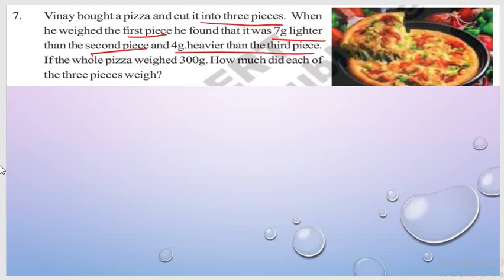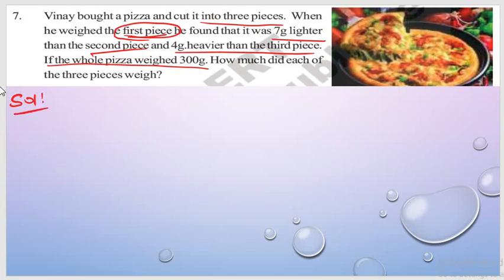So what he is saying is that he is taking both things with respect to the first piece only. The first piece is 7 grams lighter than the second piece and the first piece is 4 grams heavier than the third piece, right? Now the whole pizza weighs 300 grams. I need to find out how much each piece weighs. Now let us see the question carefully.